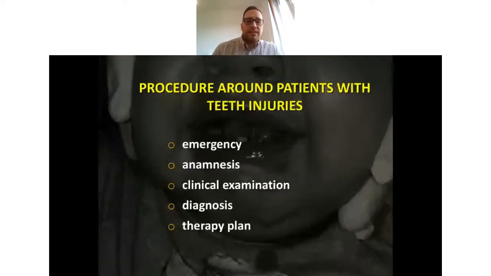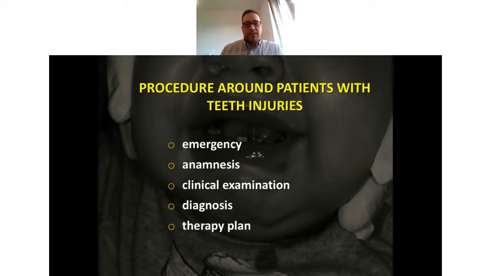The important thing is to know the procedure. The procedure around patients with teeth injuries is that we have to treat them as an emergency. This is really important because the injury has to be recognized as an emergency. It doesn't matter if the age is 6 months or 18 years, it's still an emergency, and it needs to be treated as so.